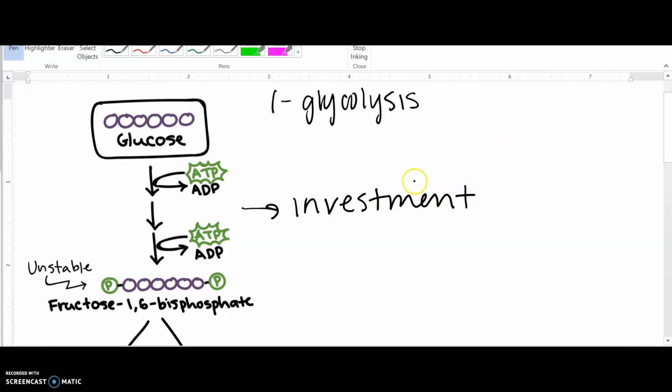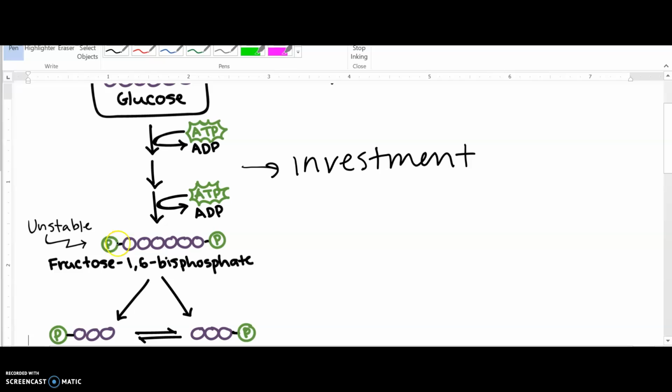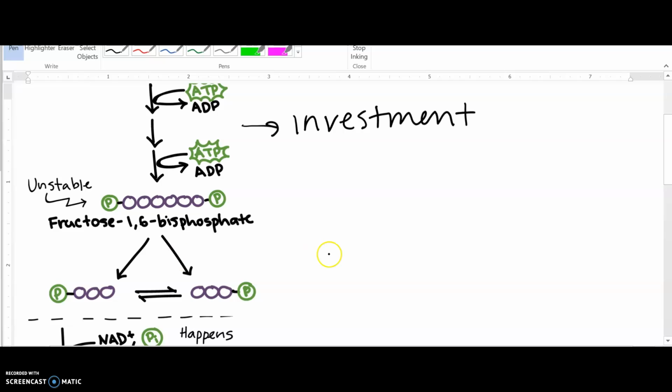So what happens is 2 ATP are invested, meaning they are required, they are used, they are put into the system to add on phosphates to glucose. So glucose gets phosphorylated. The P's that are taken off of ATP are added to glucose. This is a very unstable intermediate, so it gets cleaved automatically. This is the cleavage stage. So that 6 carbon molecule gets cleaved into 2, 3 carbon molecules.